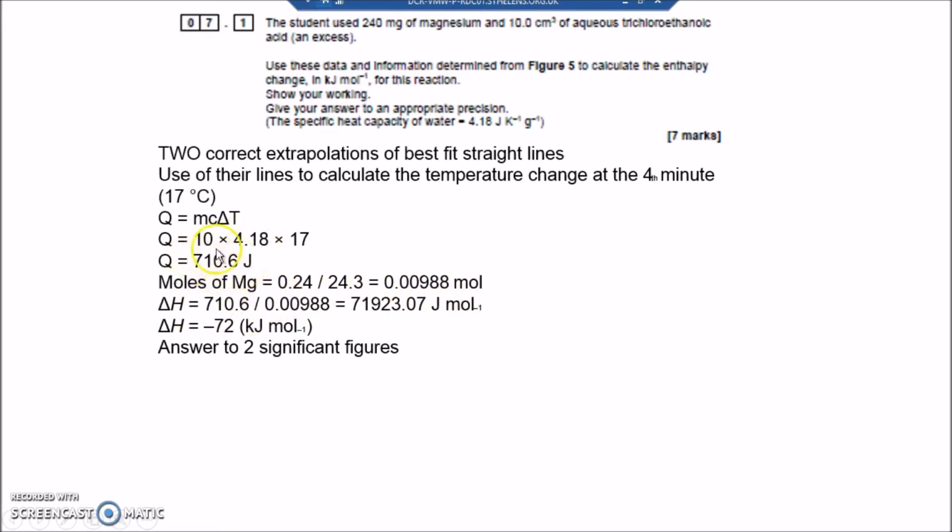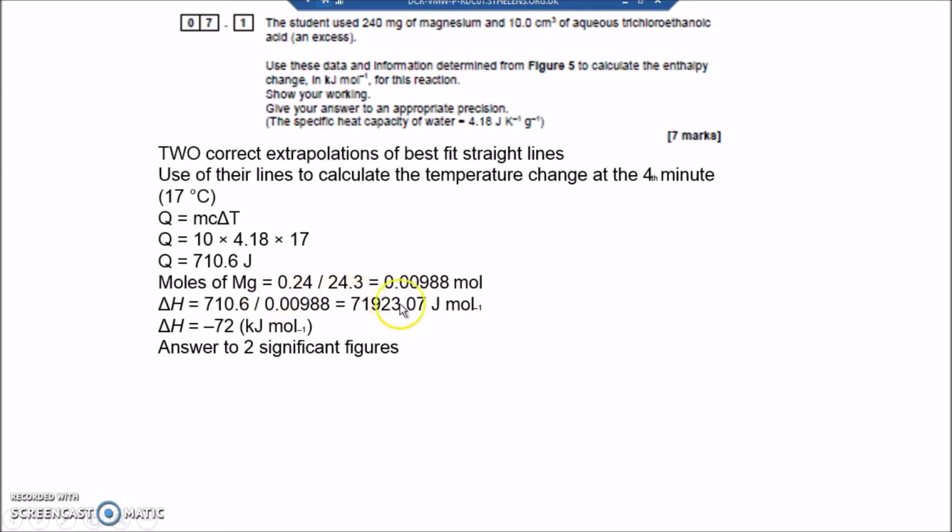So in other words, 710 joules of energy is given out when we react 0.00988 moles. I need to work out how many joules or kilojoules of energy are going to be given out when we use 1 mole. Well, this small amount, less than 1 mole, gives this, so we're looking for a larger number. So what you do is take the 710.6 and divide by this, and it'll give you a larger number. 71923.06 joules for every mole of magnesium that is reacted.